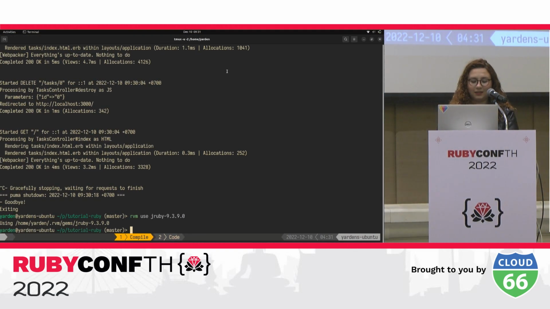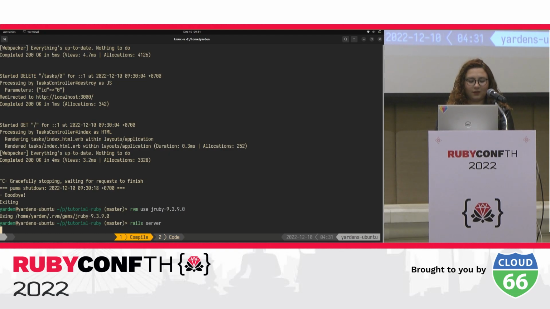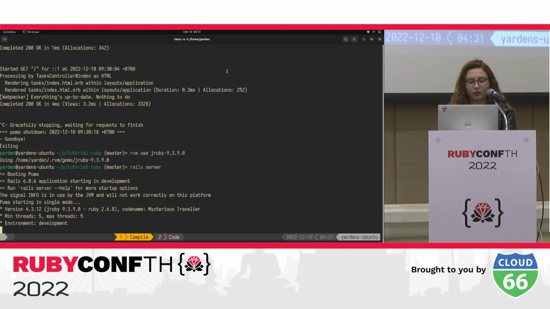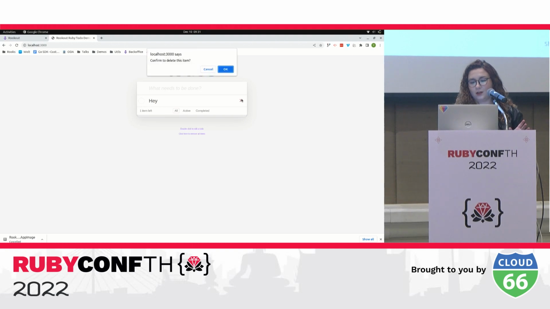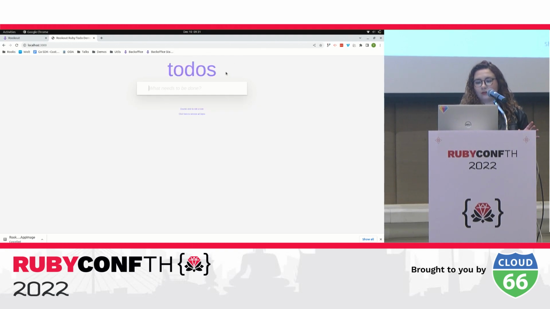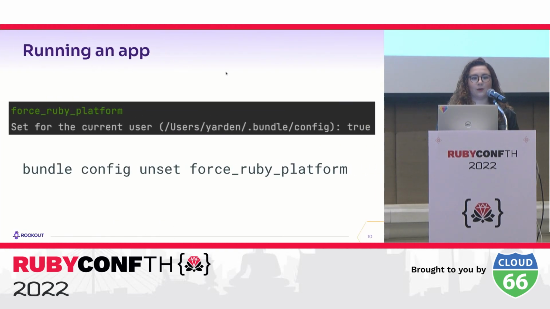And so once I had done that, I just needed to run Rails server again. And JRuby does take a little longer to load, a little more startup time, but eventually it is usually faster. So here we have our to-do app, and once again, all the functionality exists. So that's literally all I needed to do, and my app now runs in JRuby instead of Ruby, which is pretty cool.